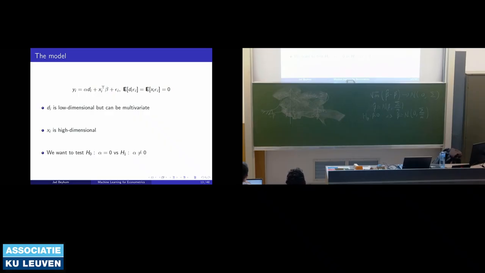And the difficulty here is really that xi is high dimensional. If xi was low dimensional, I could just run OLS. I saw that earlier, no problem. Now xi is high dimensional, I have many controls. I can have transformations of these controls, etc.